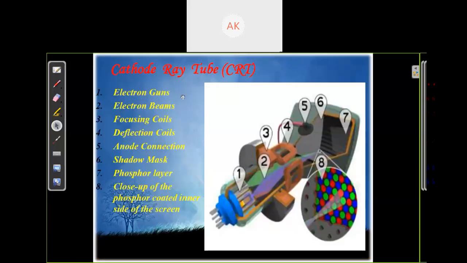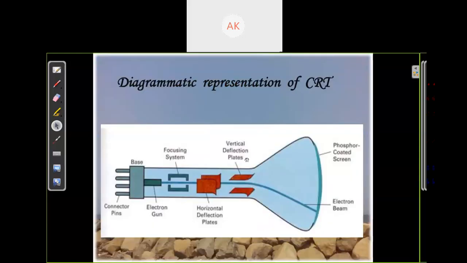There are several components of CRT. This is the structure of CRT. In this CRT, what we have seen is that one electron beam passes through different focusing systems, the accelerating anode and deflection layer, and strikes the phosphorus screen. When this strikes the phosphorus screen, it emits light. That visible light displays the image, or what we want to display on the screen.